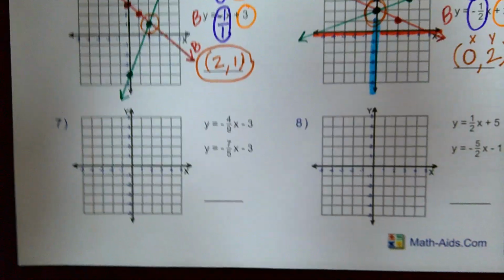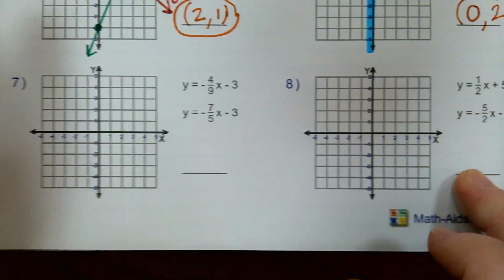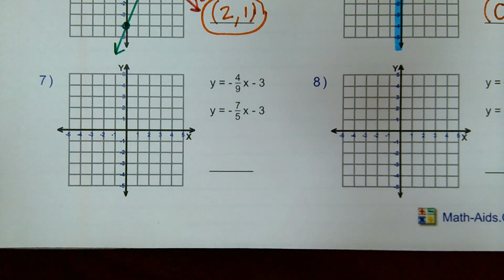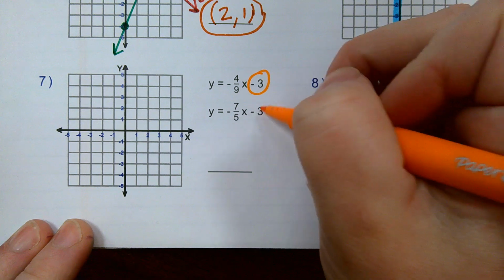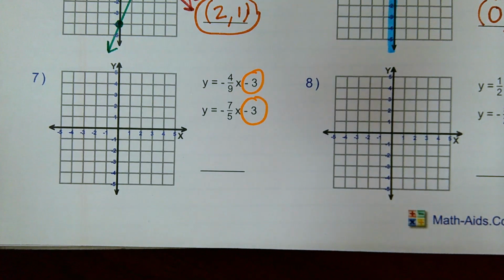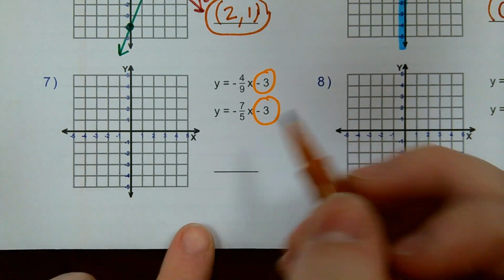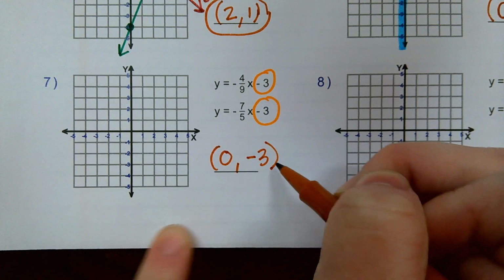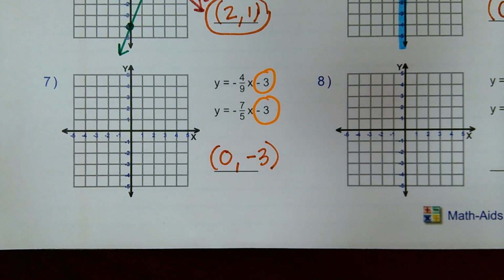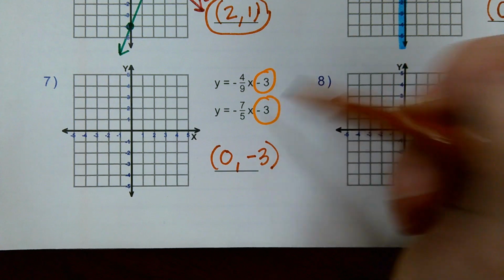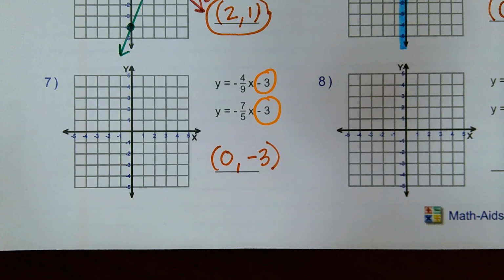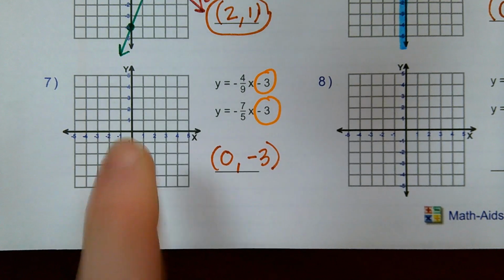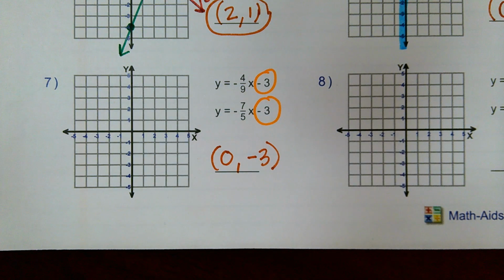Yeah, number 7, because our y-intercept is -3 for both. What's our solution? 0, -3. Y'all didn't even graph it yet. Yeah, we didn't even have to graph it. They got the same intercept. But if you do want to graph it, it's gonna be a little tricky. Yes, let's graph it though.